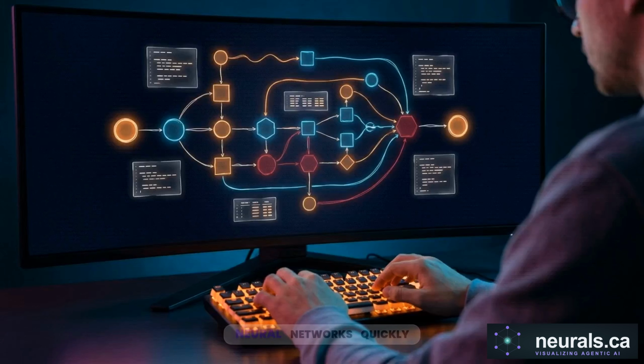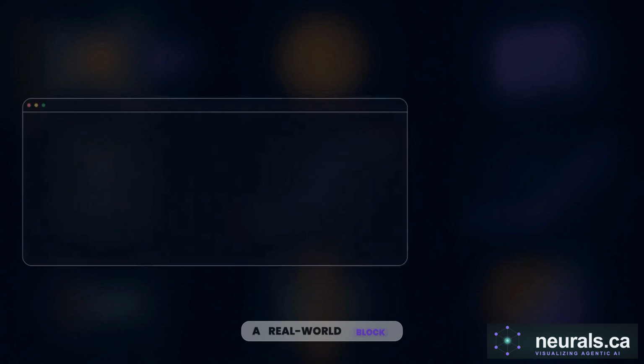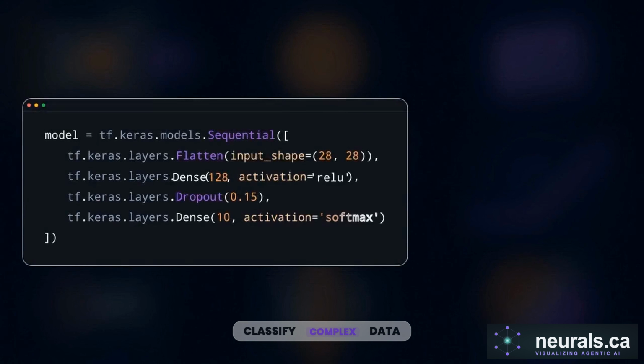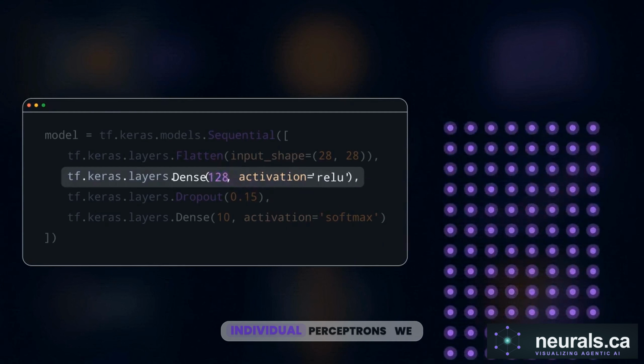To build massive neural networks quickly, developers use high-level frameworks like TensorFlow's Keras. This is a real-world block of Keras sequential architecture, the kind of code you would write to classify complex data like handwritten digits. Notice this single line defining a dense layer. That layer is exactly 128 of the individual perceptrons we just analyzed, stacked side by side, processing the data together.